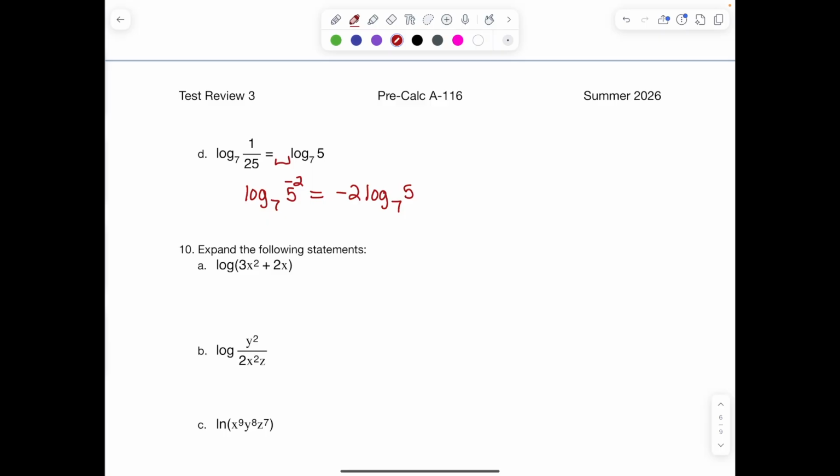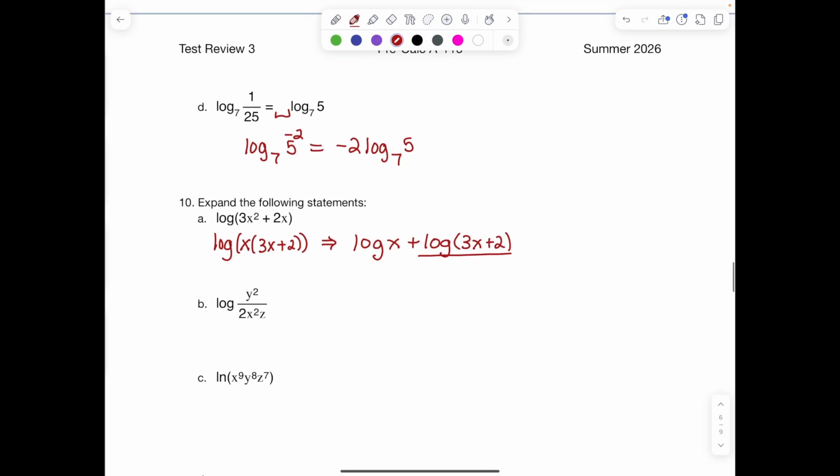Okay, the next thing that we're asked to do is expand the following statements. Okay, so this first one we have log of 3x squared plus 2x. So the first thing is, it doesn't look obvious, but I'm going to factor an x out of the inside. So I get x times (3x plus 2). Now I can write it as log x plus log of (3x plus 2). But once I do that, I cannot expand anything out more.